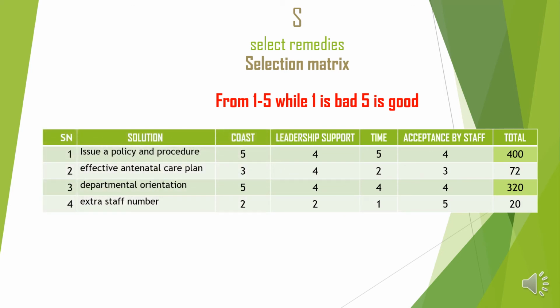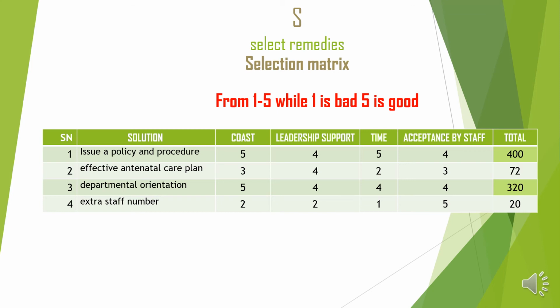So let's show our main important causes. We have to put a solution for them. If you remember, the most important 4 causes are no policy and procedure, defective antenatal care, no departmental orientation, and defective staff. So what will be the solution? No policy, we have to put policy and procedure. No good antenatal plan and care with implementation, we have to put an effective plan and implementation. No departmental orientation, we will do departmental orientation. The staff is defective, we have to put extra staff.